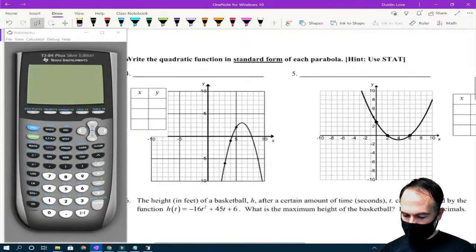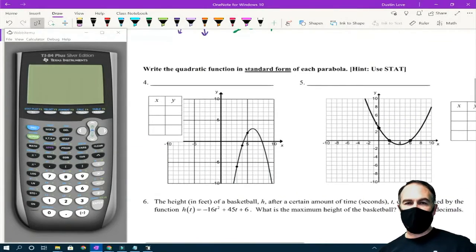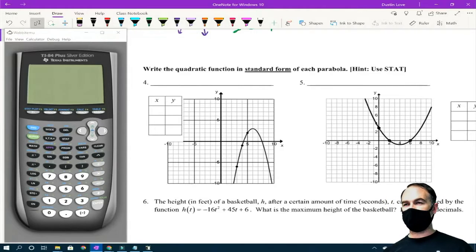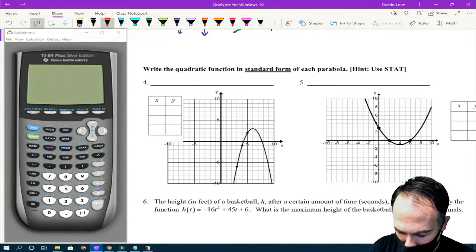Now, going from the parabola to the equation. Now, remember, at home, you can do this in Desmos if you want to. I'm going to be using the calculator because that's what you guys are able to use on your standardized tests. What you want to do is find 3 points that are on the graph and turn those into a table.